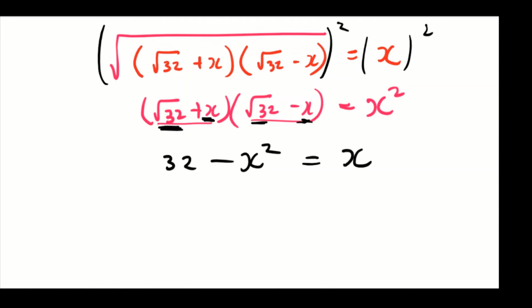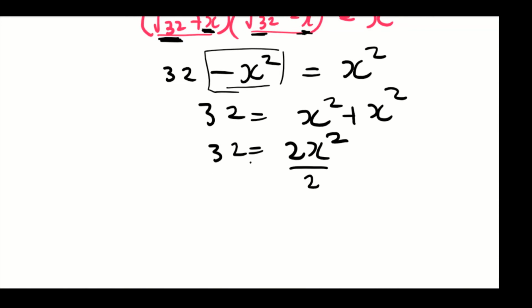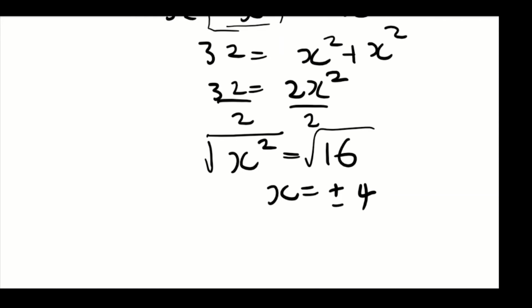So it's going to be equal to x squared, and then we transpose this to the other side. We have 32 equals x squared plus x squared. So we have 32 equals 2x squared, right? And then we divide by 2 both sides. We have x squared equals 16, and then taking the square root of both sides, we have x equals plus or minus 4, right? And then our final solution would be equal to 4. So that is the solution for this problem here.